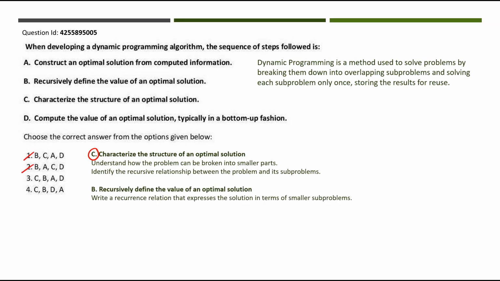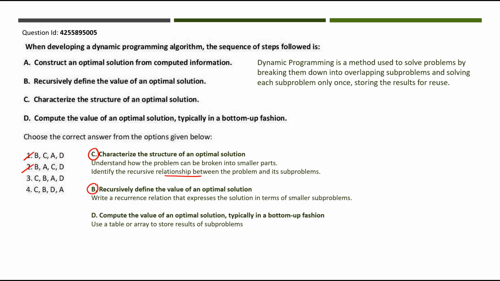The second step is recursively define the value of an optimal solution. Write a recurrence relation that expresses the solution in terms of smaller subproblems. B will be the next step. The third step will be compute the value of an optimal solution, typically in a bottom-up fashion. When you keep dividing it into chunks, you have to solve it in a bottom-up fashion. Use a table or array to store results of subproblems because you need to reuse them. This will be the next step.